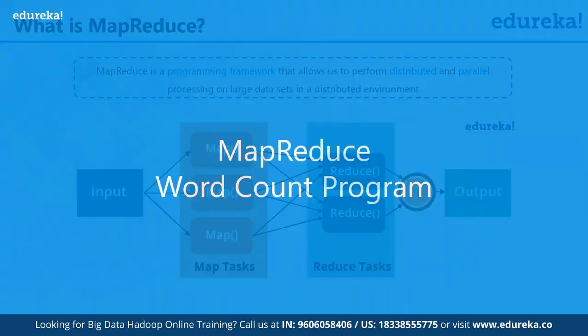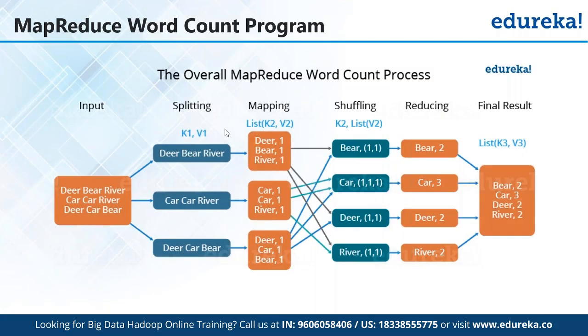Okay, now let's quickly see, guys, a typical example: a word count program. Like you see here, you have got a file. This file has got these 3 records: deer, beer, river, then car, car, river, then deer, car, beer. The file could be quite huge, it doesn't matter. Even if it is terabyte data, it doesn't matter. Now what happens? Understand the map phase first.